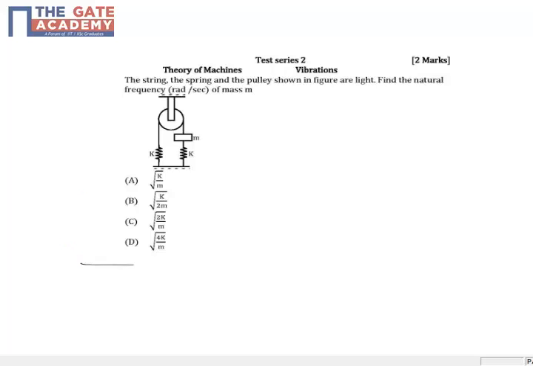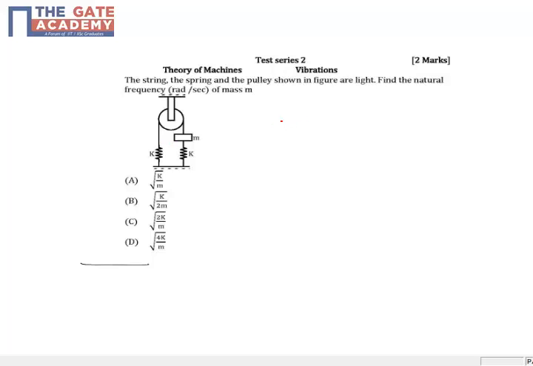Let's discuss the question from theory of machines. We are asked to find the natural frequency of this system. You have a spring and a mass, and the other end of the cable goes around the pulley, and then you have a spring connected.